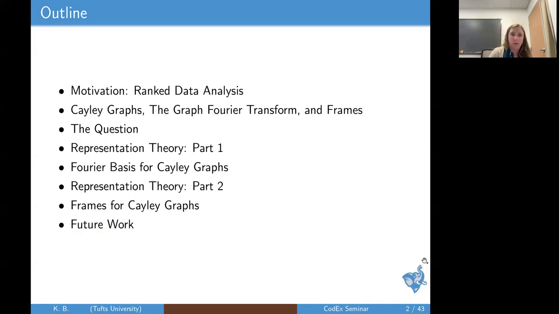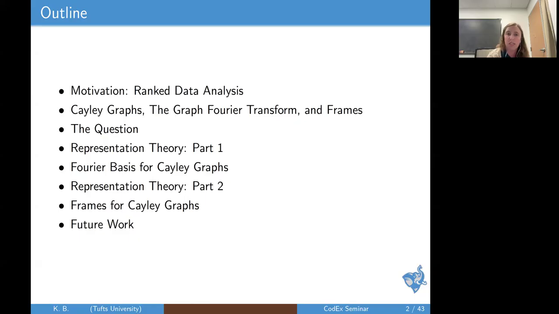So just an outline before we move into things. As you can see, there's quite a lot going on. We're going to have some motivation from ranked data analysis. Then I'll connect that to Cayley graphs. I'll give you an overview of the graph Fourier transform, which is the main tool in graph signal processing. And we'll talk a bit about frames as well. I'll pose the main question once we have all of this context. And then we'll go into using some representation theory.